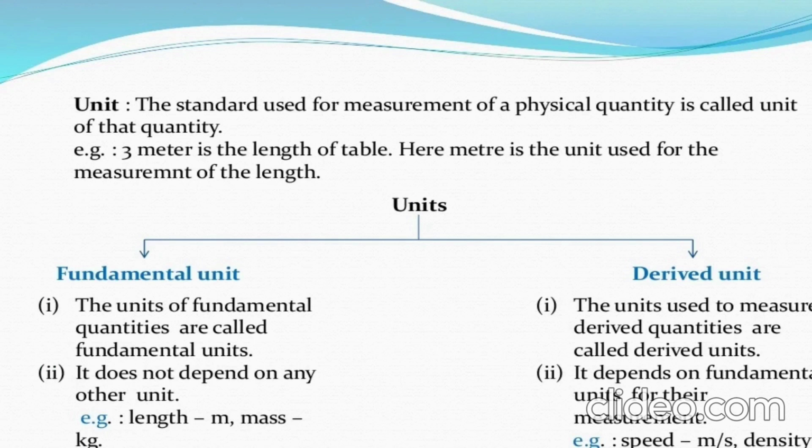Unit. The standard used for measurement of a physical quantity is called the unit of that quantity. For example, 3 meter is the length of the table. Here, the meter is the unit used for measurement of length. The unit is divided into two categories, that is fundamental units and derived units.